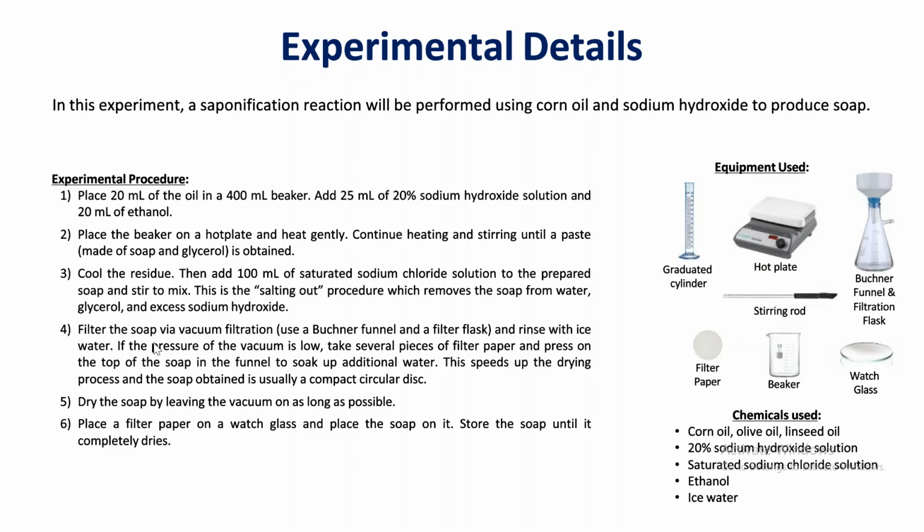Filter the soap via a process called vacuum filtration using a Buchner funnel and a filter flask and rinse with ice water. If the pressure of the vacuum is low, take several pieces of filter paper and press on the top of the soap in the funnel to soak up additional water. This speeds up the drying process, and the soap obtained is usually a compact circular disc.